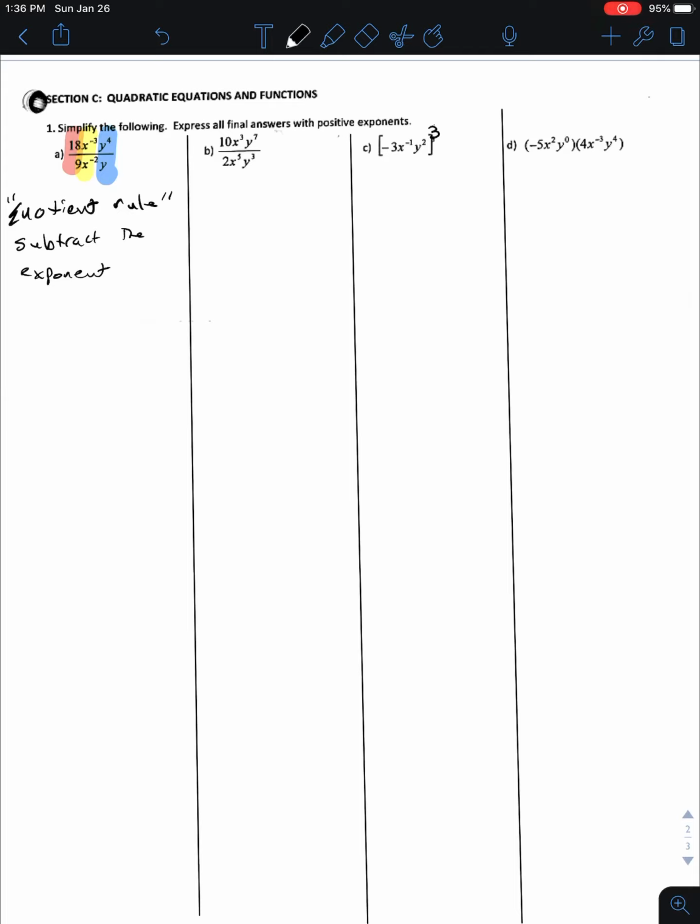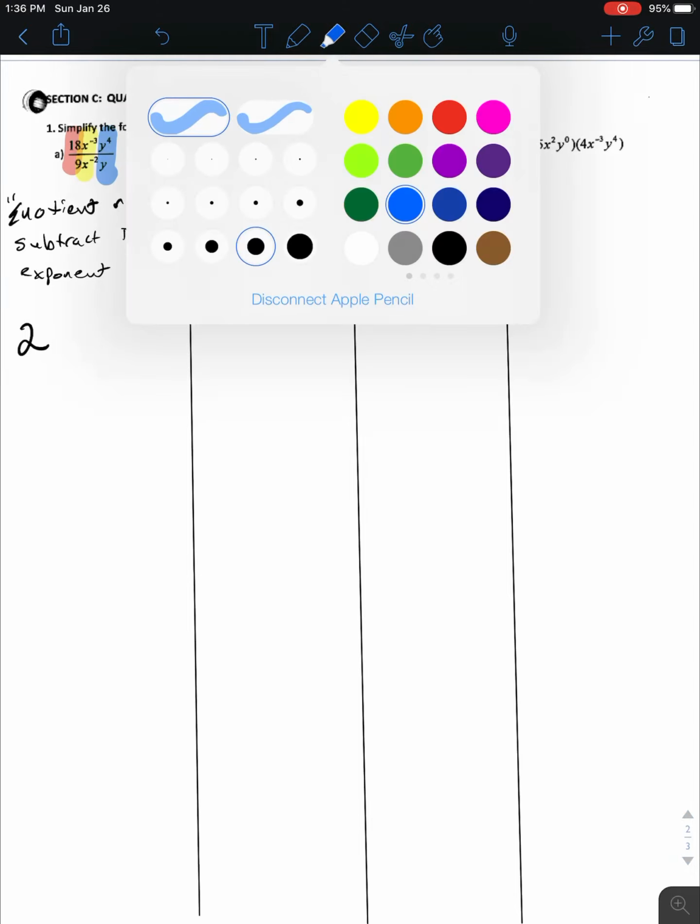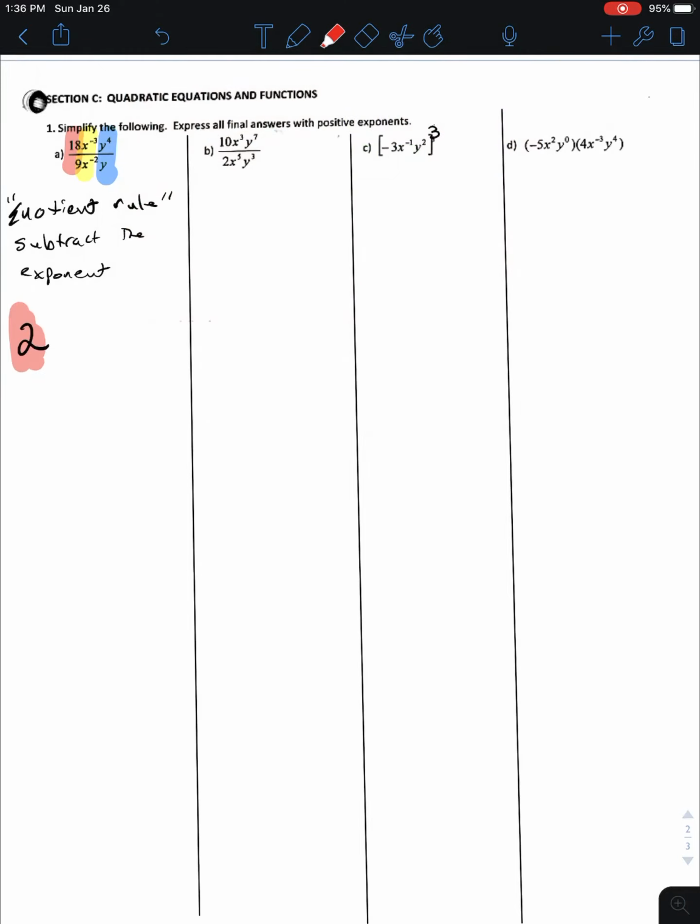So, you can deal with numbers. You've been dealing with numbers since grade 2. 18 divided by 9. Oh, 2. So that's it. So 2, that's coming from the red portion. 18 divided by 9.